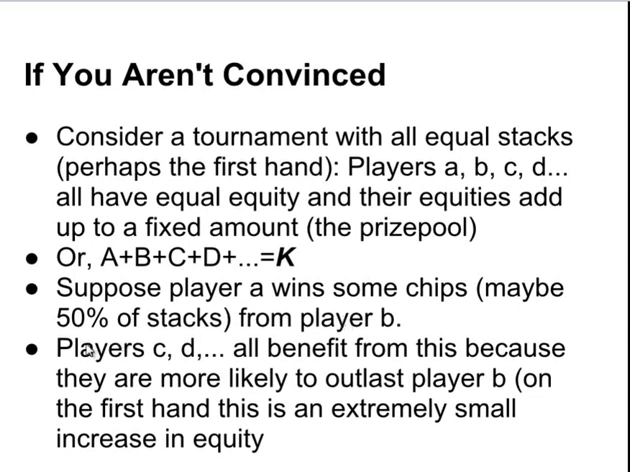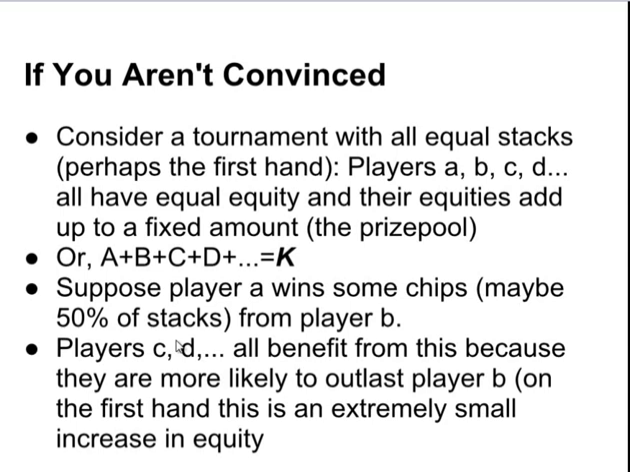What you have here is player C, player D, player E, etc. All these players are slightly better off, sometimes significantly better off. It depends how many of them there are and a bunch of other factors. But they all benefit from player A winning chips from player B because now the stacks are even or close to even. The stacks are like they were before, except now there's a player who's much more short stacked, and a player who has a much deeper stack.